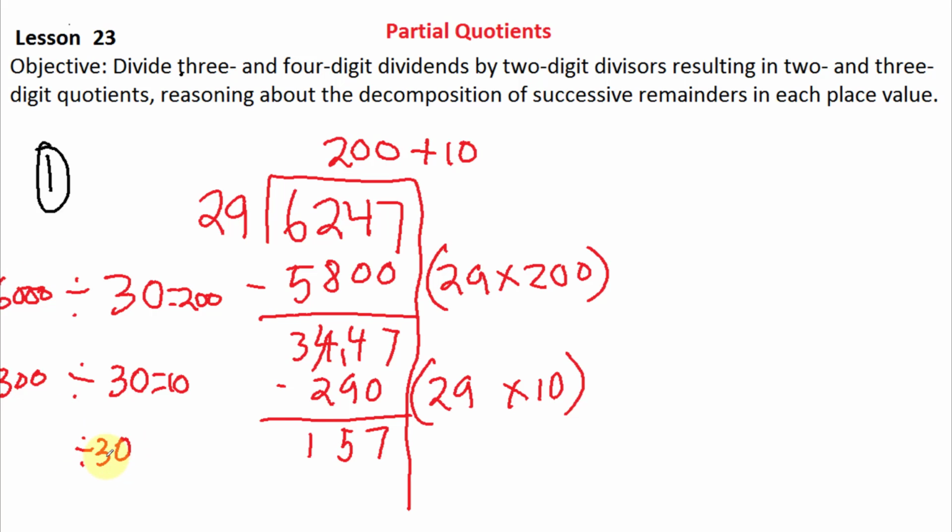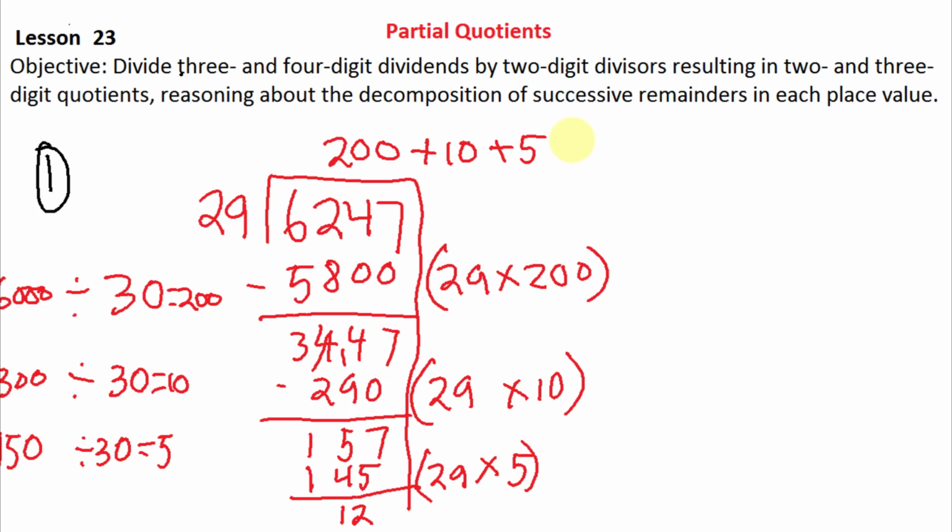Close again, we're going to estimate now for a third time, and 150 is going to get me pretty close there. Divided by 30 equals 5. So I'm going to add 5 more to my partial quotients. 29 times 5. 5 times 9 is 45. 5 times 20 is 100, giving me 145, and a remainder of 12. So 200 plus 10 plus 5 gives me a quotient of 215 with the remainder of 12.